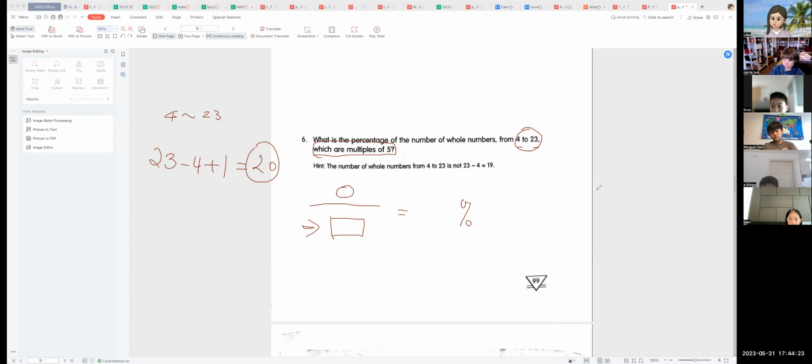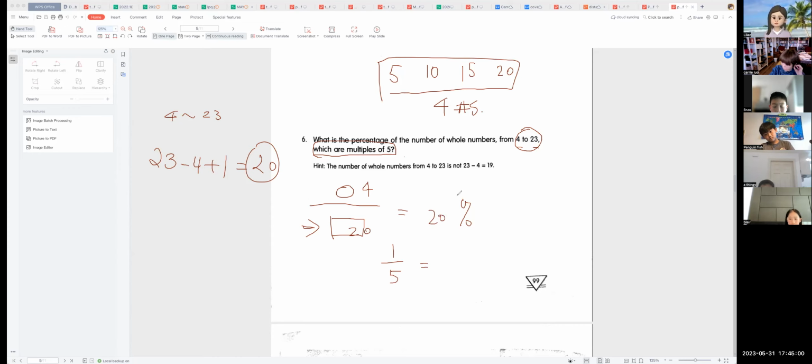The multiples of 5 from 4 to 23. Very good, because they are 5, 10, 15, and 20, correct? Okay, so there are altogether 4 numbers there. Get it, everybody? Penguin? So 4 divided by 20. So the answer is 1 over 5. Blair, the answer is 20%.